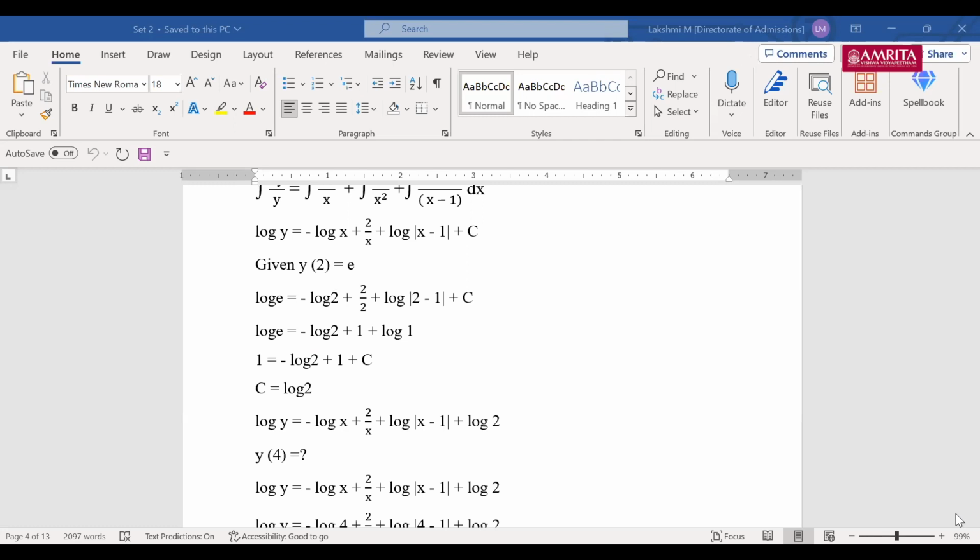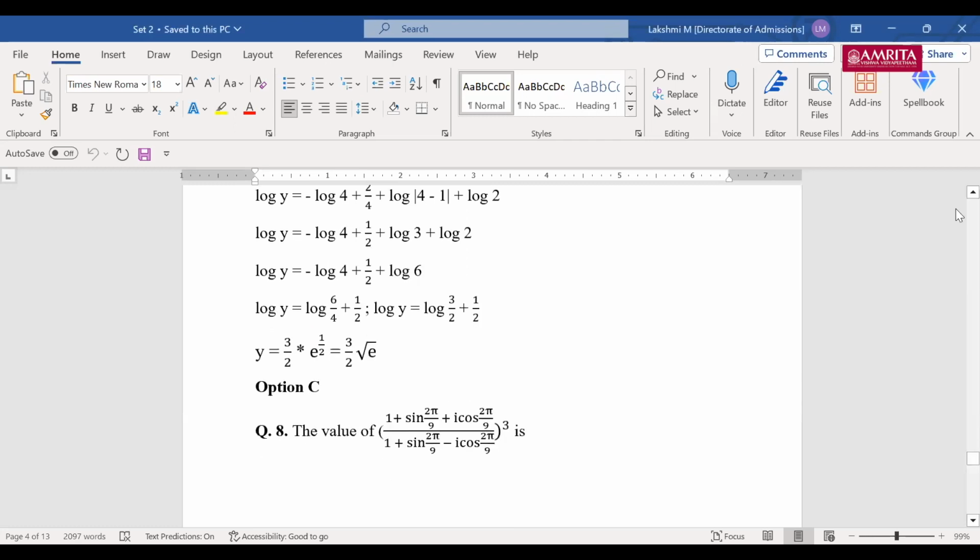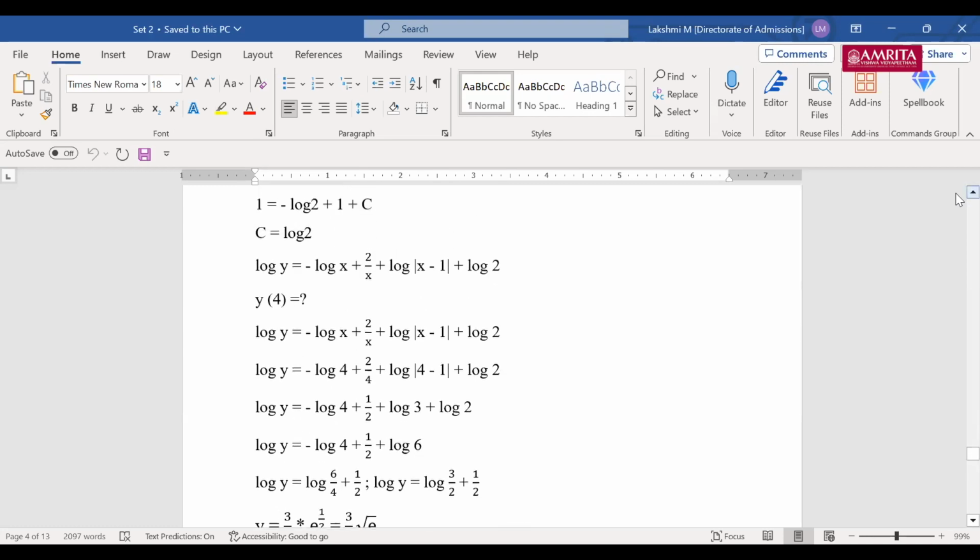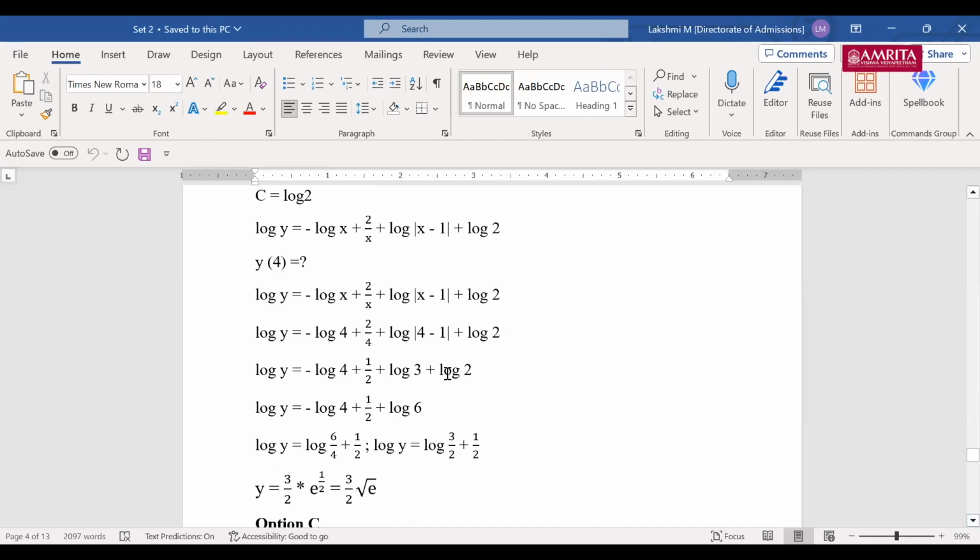So what you have to do? You got the value of c, you have resubstituted it, and now you can go for y of 4. So log y is equal to minus log 4, x is 4 here, plus 2 by 4 plus log of (4 minus 1) plus log 2. So here you can use the log a plus log b and log a minus log b formulas, and you can solve it. It's log 3, 3 into 2, that is 6, 6 by 4. That is, log y is equal to log of 3 by 2 plus 1 by 2. So taking e, it will be y equal to e raised to 1 by 2 into 3 by 2.